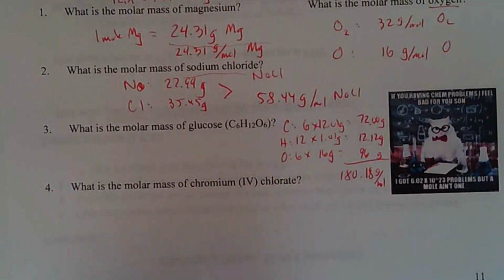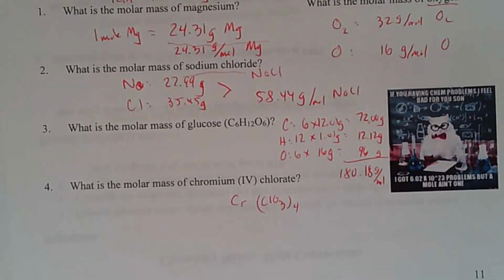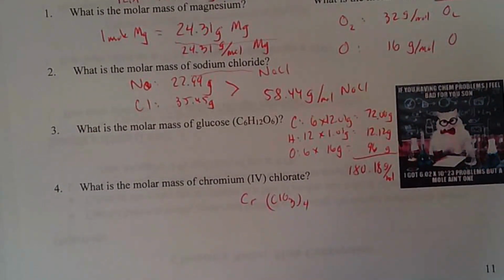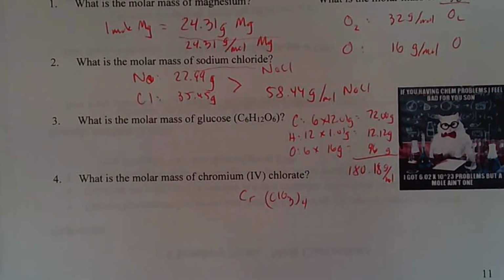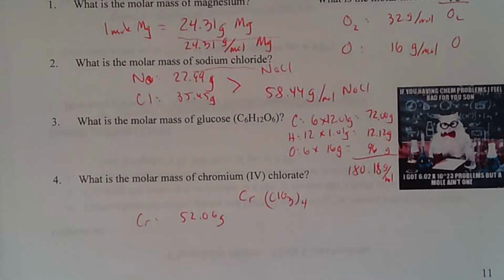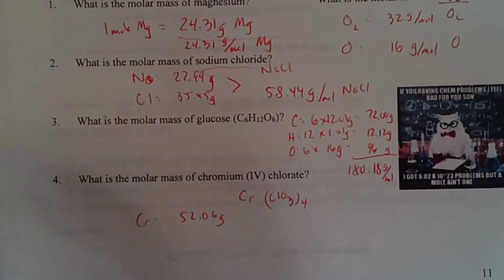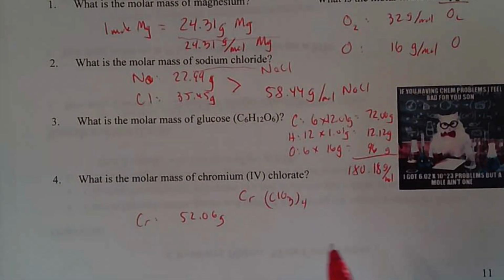Lastly, let's find the molar mass of chromium(IV) chlorate. The key thing here is you've got to have the correct formula. Chromium, we've got one of those, and that's 52.06 or 52.00, depending on the periodic table you're using. Keep in mind, there can be some variation depending on which periodic table you're referring to. Obviously, your periodic table, the blue one or the pink one, is what you're going to be most accustomed to. But if you look at other periodic tables, there may be slight variation in molar masses.